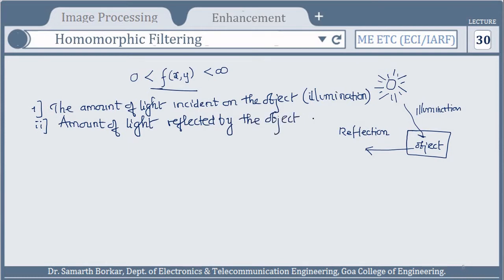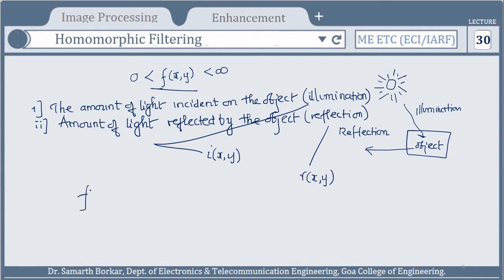And this is referred to as reflection. So I hope these two terms are clear to everyone. These are referred to as I of x comma y, and this term reflection is denoted as r of x comma y. Now these two combine as a product to form f of x comma y.